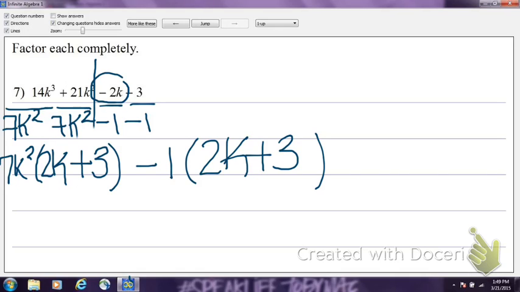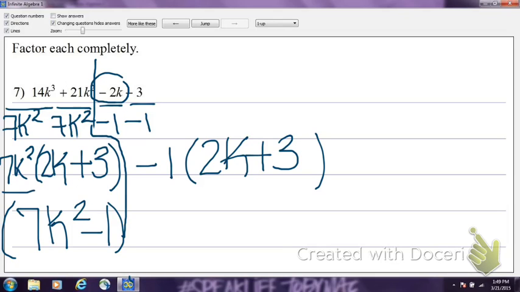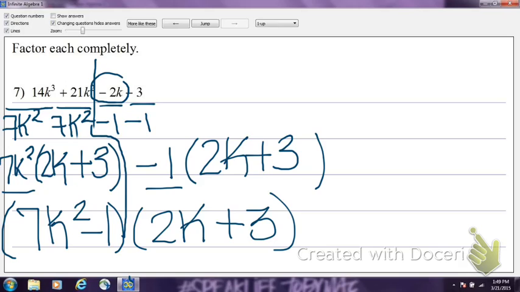So as you see here, this is a lot like advanced factoring because you have your fence, and it's kind of crooked, but you get the point. You're taking out your greatest common factors, and then you're going to rewrite it as double distribution. So we have 7k squared and -1 are both being multiplied by 2k plus 3. So we can rewrite this as something that can be FOILed.